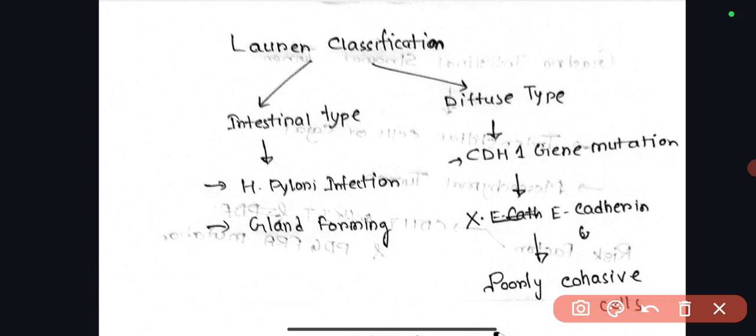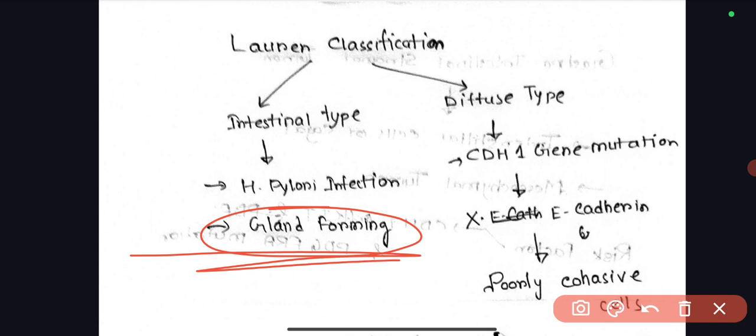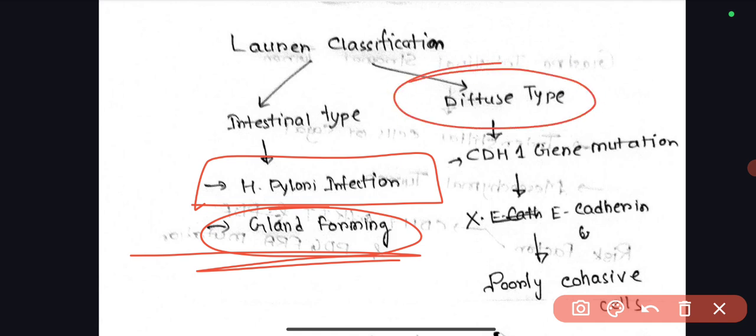In the intestinal type of gastric adenocarcinoma, you can see gland formation. If you see a histological slide of intestine or stomach, you can see glands. In this carcinoma, you can see more of these glands. So gland formation can be seen in the intestinal type of gastric adenocarcinoma, and the main cause of the intestinal type is H. pylori infection, or Helicobacter pylori infection.